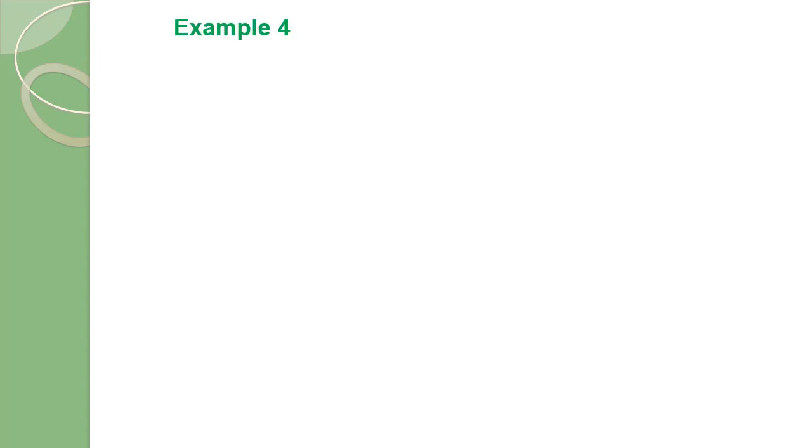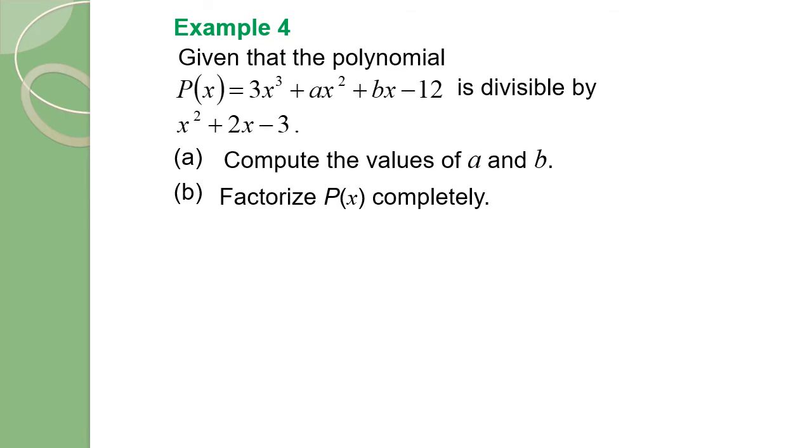Now, example 4. Given the polynomial p(x) equal to 3x cubed plus ax squared plus bx minus 12 is divisible by x squared plus 2x minus 3. Compute the values of a and b. Factorize p(x) completely. Question A, I think everyone can do. How? What does it mean by divisible?